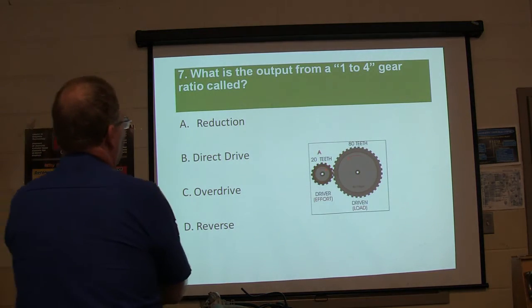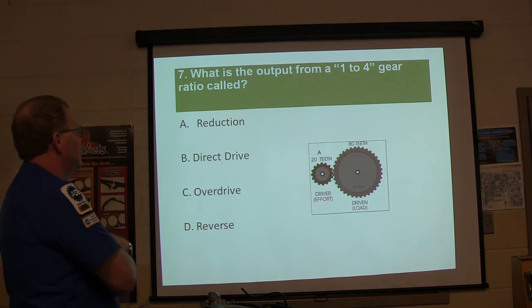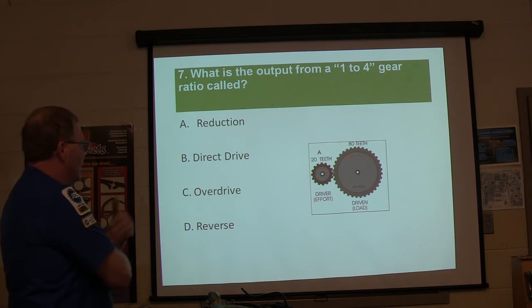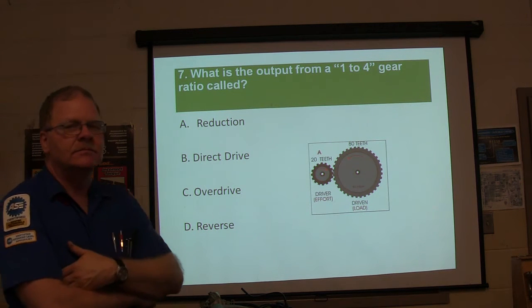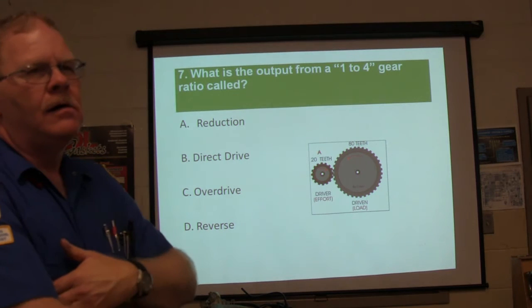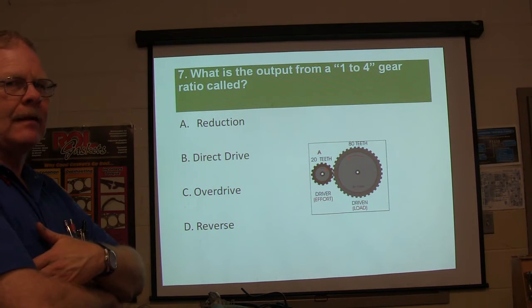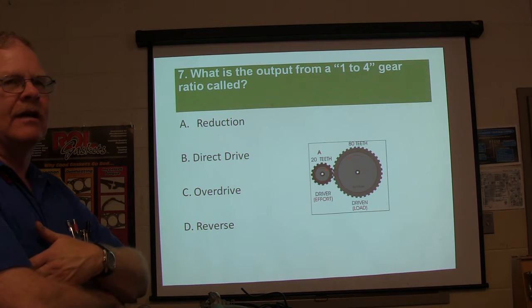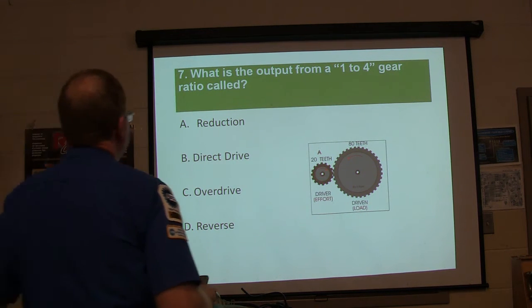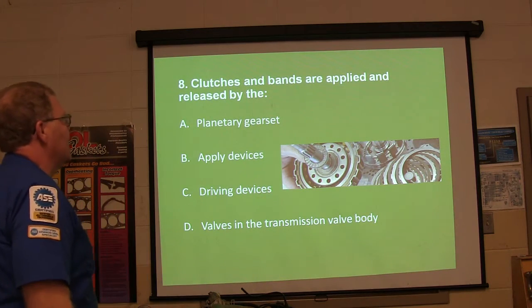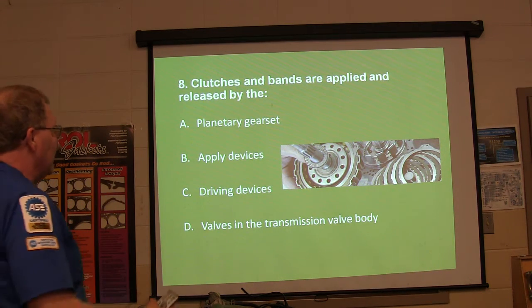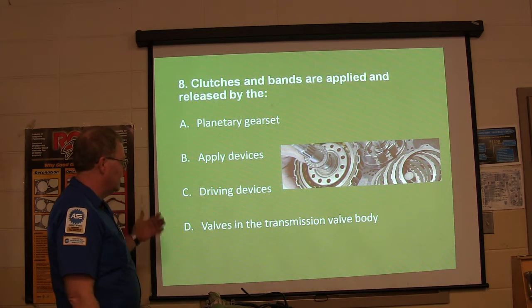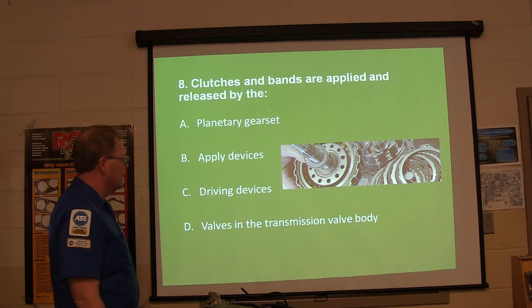What's the output from a 1-to-4 gear ratio called? Is it a reduction, which means it'll give you more power and less speed, direct drive, overdrive, or reverse? Somebody gonna need a lifeline here? Clutches and bands are applied and released by the A, planetary gear set, B, apply devices, C, driving devices, or D, valves in the transmission valve body.